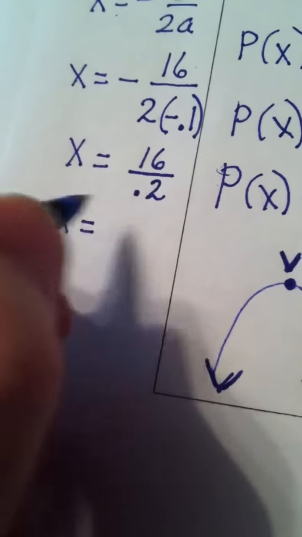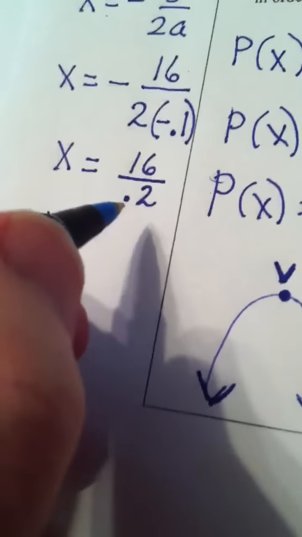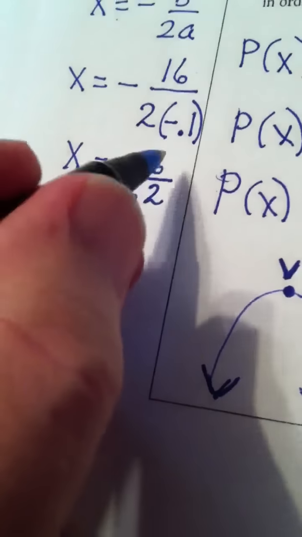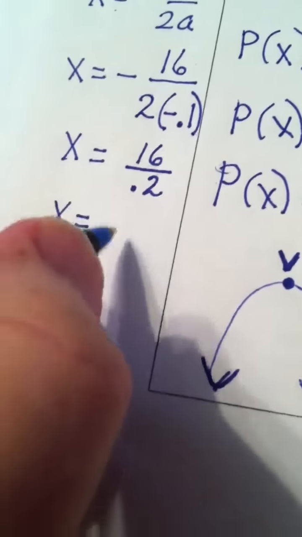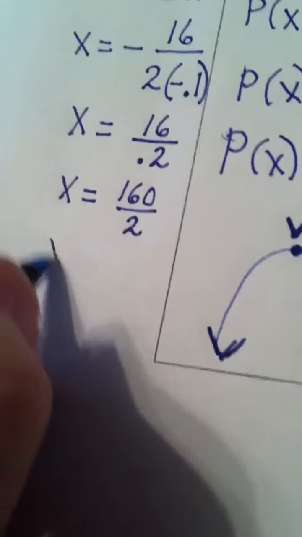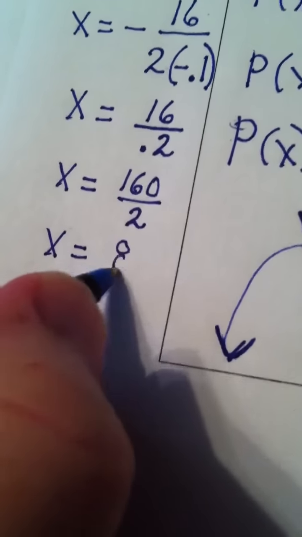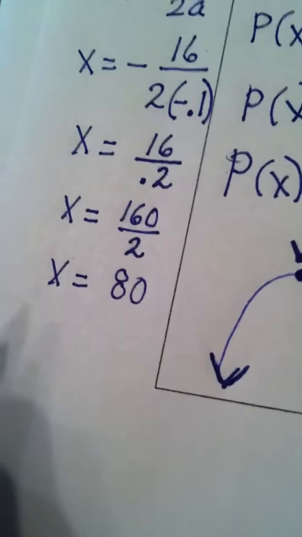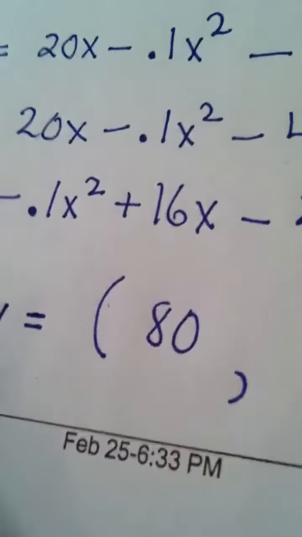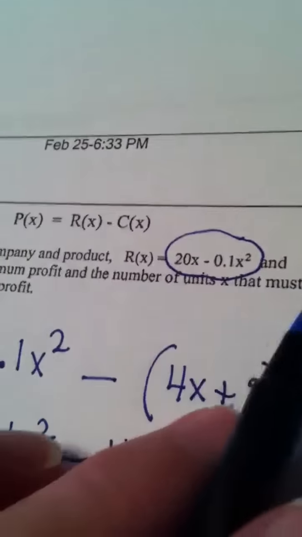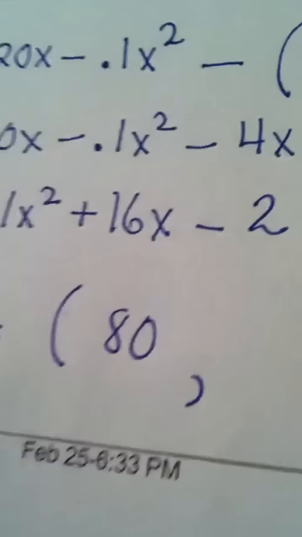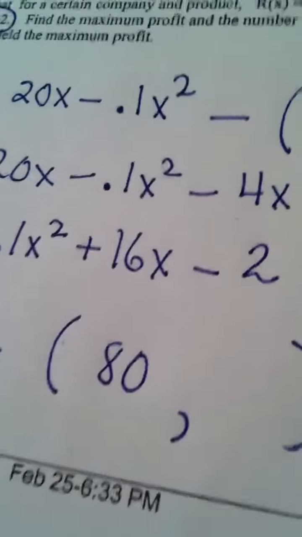Now, a real easy way to do this without a calculator, that 0.2, move the decimal over 1, but what you do to the denominator, you do to the numerator. So that would make the numerator 160, and it would make the denominator 2. And I would come out with the answer 80. So my x value is 80. So I've already answered the question, how many units would it take to maximize the profit? The answer would be 80 units. But now it wants me to find the maximum profit.